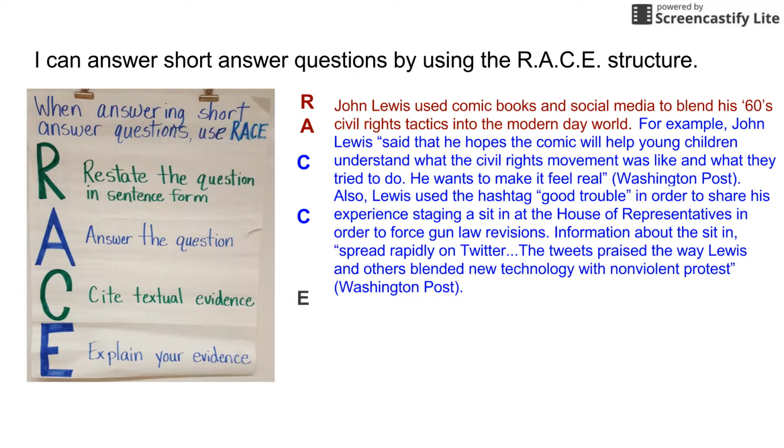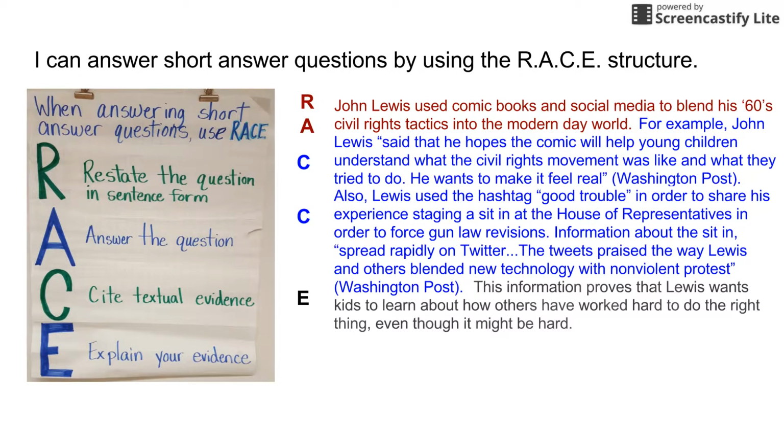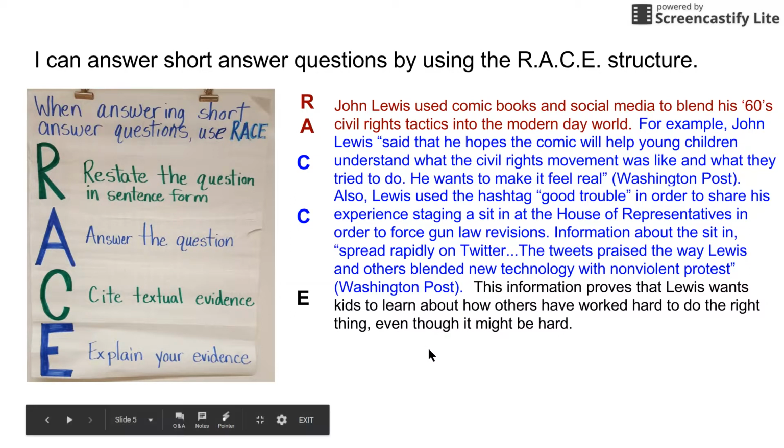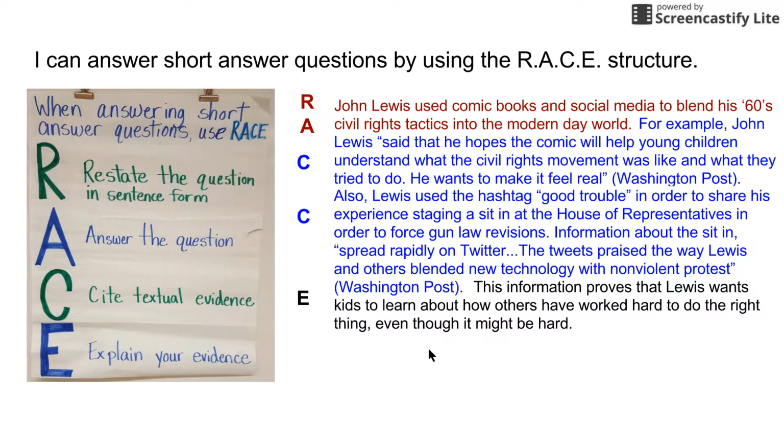Finally, E is really important because this is just your wrap-up sentence to remind your reader that you did prove your answer. This information proves that Lewis wants kids to learn about how others have worked hard to do the right thing, even though it might be hard.